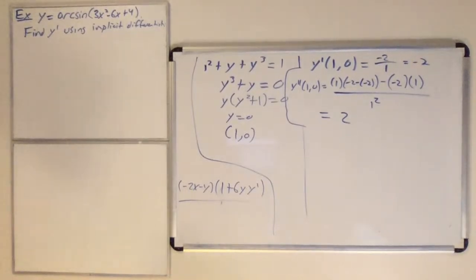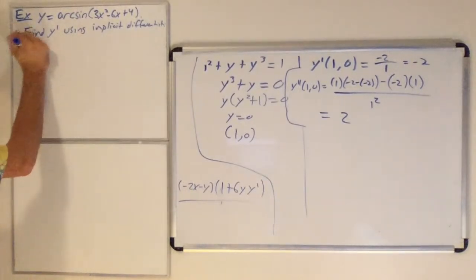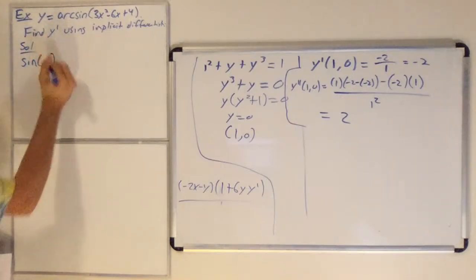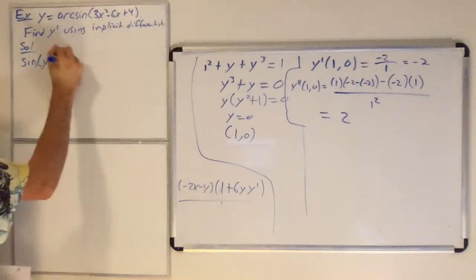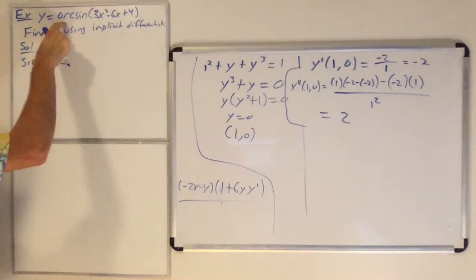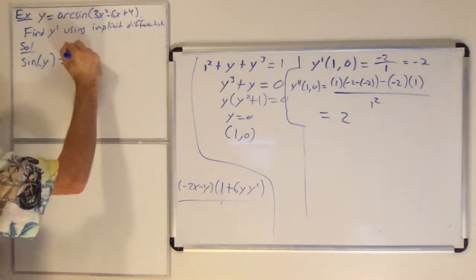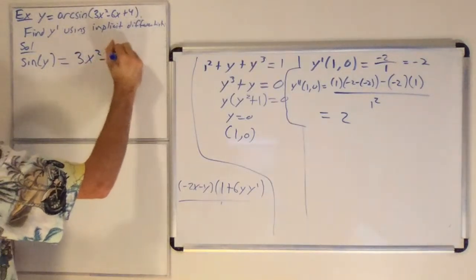And so the left-hand side becomes sine of y. The right-hand side becomes sine of arc sine of 3x squared minus 6x plus 4. So that's just 3x squared minus 6x plus 4.